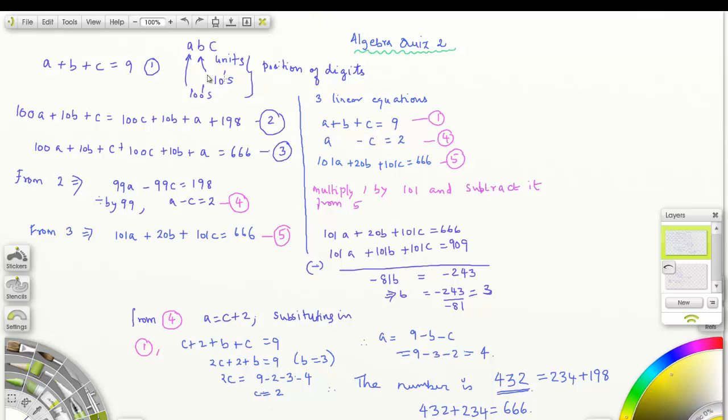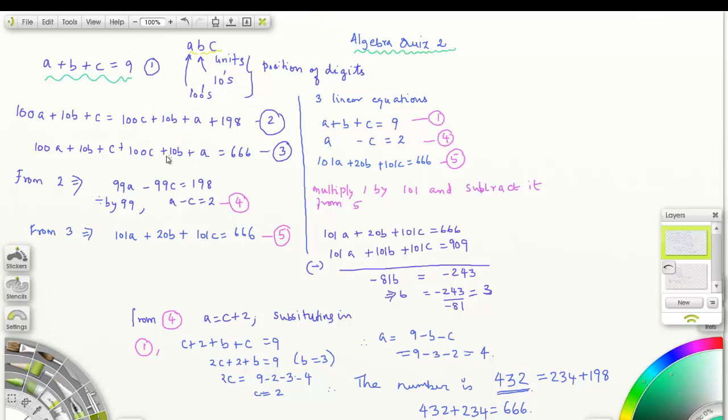I assumed that the 3-digit number is A, B, C. You've got the units, tens, and the hundreds place, the different digits. So the first thing is the sum of the digits is 9. So I did that one. A plus B plus C is equal to 9.